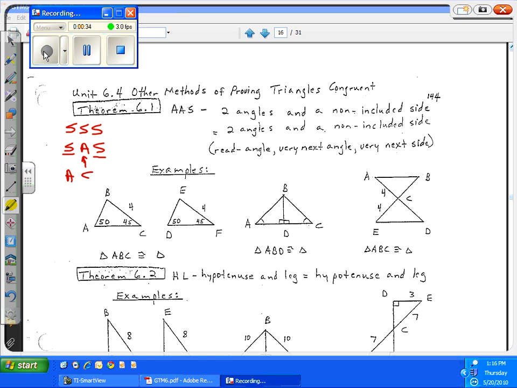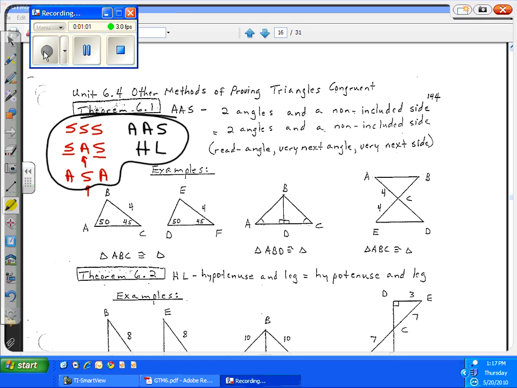And then we had angle side angle, which was two angles and an included side of one triangle equal to two angles and an included side of the other. Today we're going to learn two more ways to prove they are congruent. Those new ways are angle, angle, side, and hypotenuse leg, which will give us a total of 5 ways to prove that two triangles are congruent.